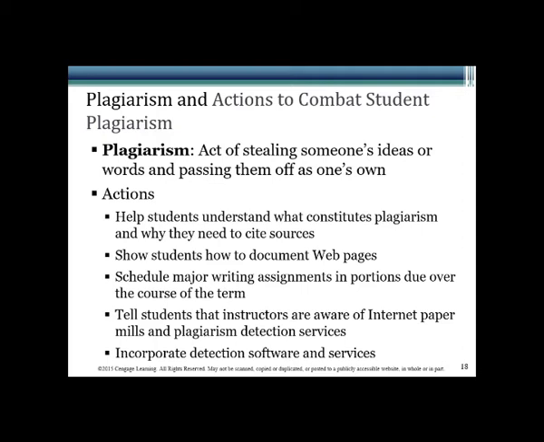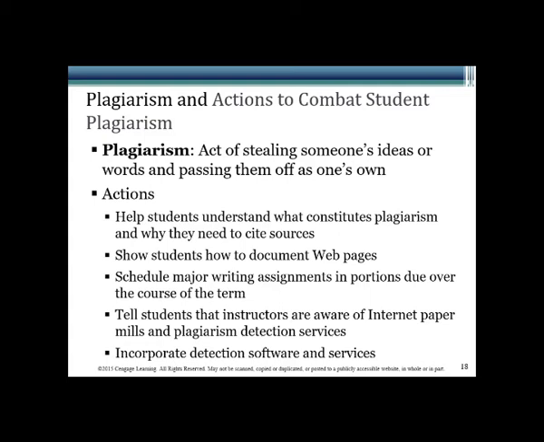The following list shows some of the actions that schools can take to combat student plagiarism. Number 1. Help students understand what constitutes plagiarism and why they need to cite sources properly. 2. Show students how to document web pages and materials from online databases. 3. Schedule major writing assignments so that portions are due over the course of the term, thus reducing the likelihood that students will get into a time crunch and be tempted to plagiarize to meet the deadline.